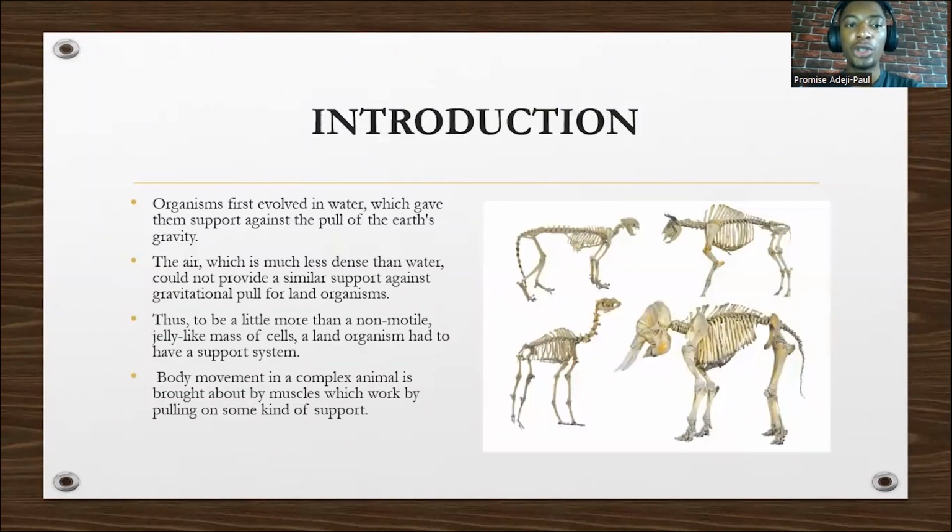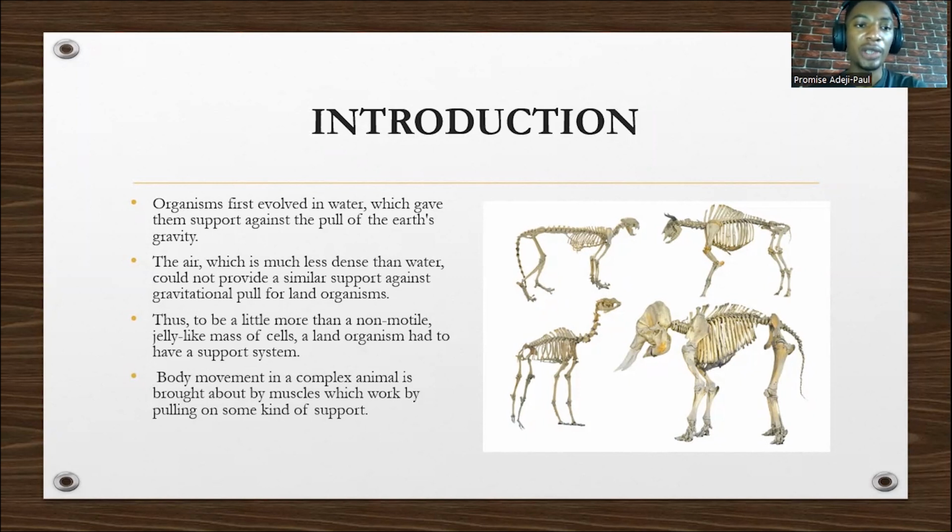So first of all, we'll start with the introduction. As we may already know, organisms first evolved in water, and that water gave them support against the strong gravitational pull of the earth. But when you're on land, the air doesn't give you that same support. So that's why organisms that live on land have to develop a more complicated support system.